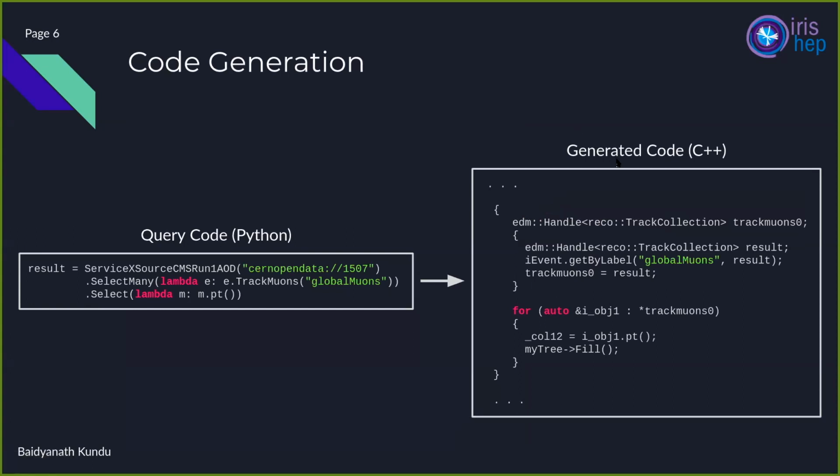So this is the input and output of code generation. The input is the query code that you can see here. This is a real example of a query code that ServiceX accepts, and this is the code generated from that query code. The query code is in Python and the generated code is in C++.